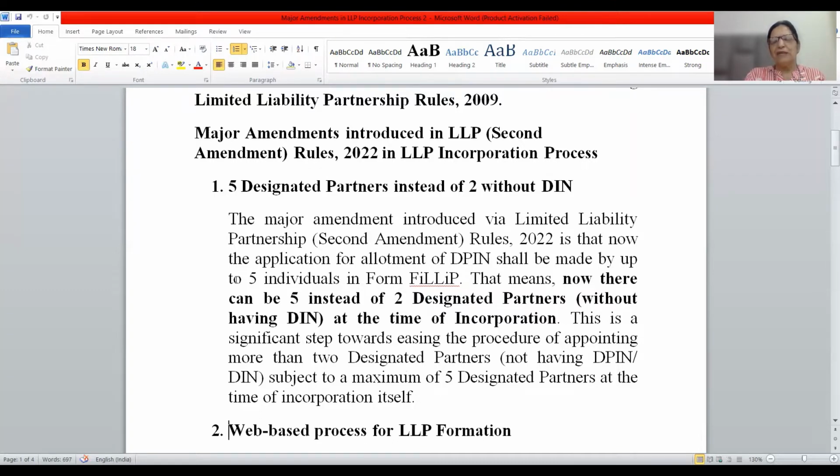This limit has been laid down under the LLP Second Amendment Rules 2022. This is a significant step towards easing the procedure of appointing more than 2 DPs not having DPIN or DIN, subject to a maximum of 5 DPs at the time of incorporation itself. So now the maximum number of DPs is 5.